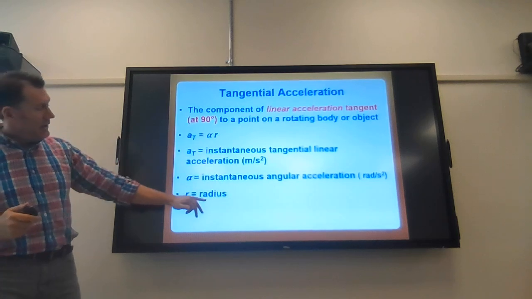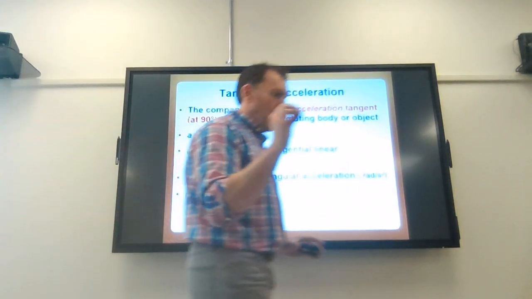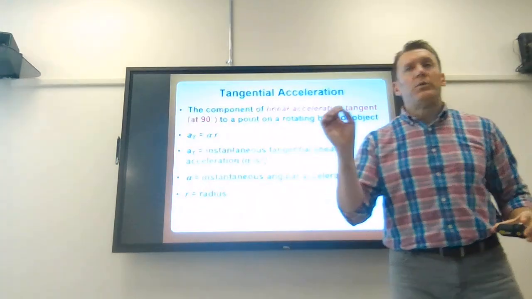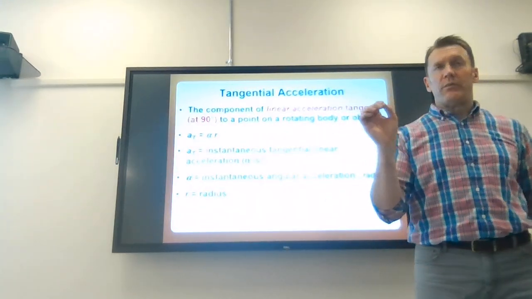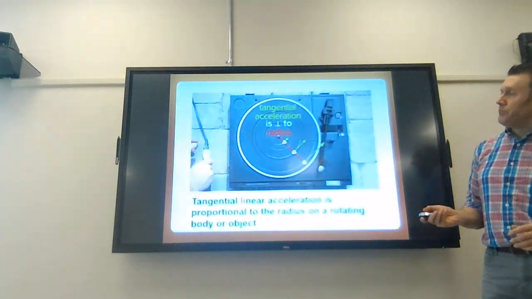The second thing is the radius. So how far a given point on a rotating object or body is away from the axis. Okay, so let me show you an example here.